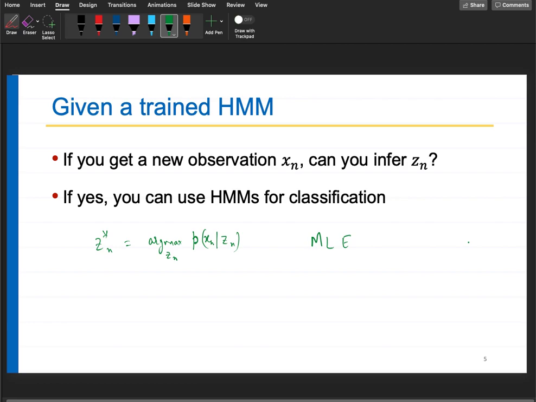What else can you use? You can use MAP estimation, where you will do Bayes rule. That also you can use. Okay, so you know how to estimate the underlying state given the observation. Now you can use this for classification, right? If you know how to do this, you can use this for classification.